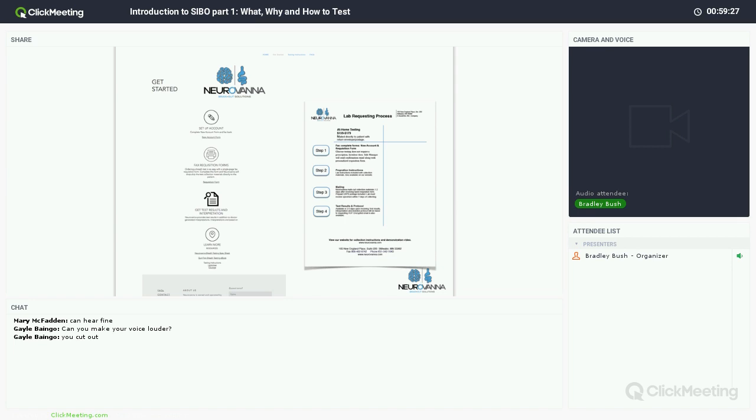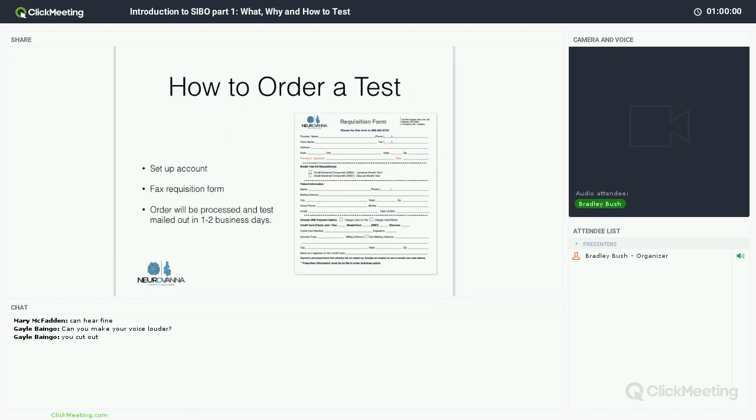So with Neurovanna, if you're interested in starting to use breath testing with some patients, feel free to go to our website. The procedure for running the test is really easy. Sign up with us with an account. We'll send to you requisition forms. When a patient needs to be tested, you fill out the requisition form, you fax it in, and then we mail out the collection material directly to the patient with all the instructions. They complete the test at home, and we have the return postage included, and they mail it back.